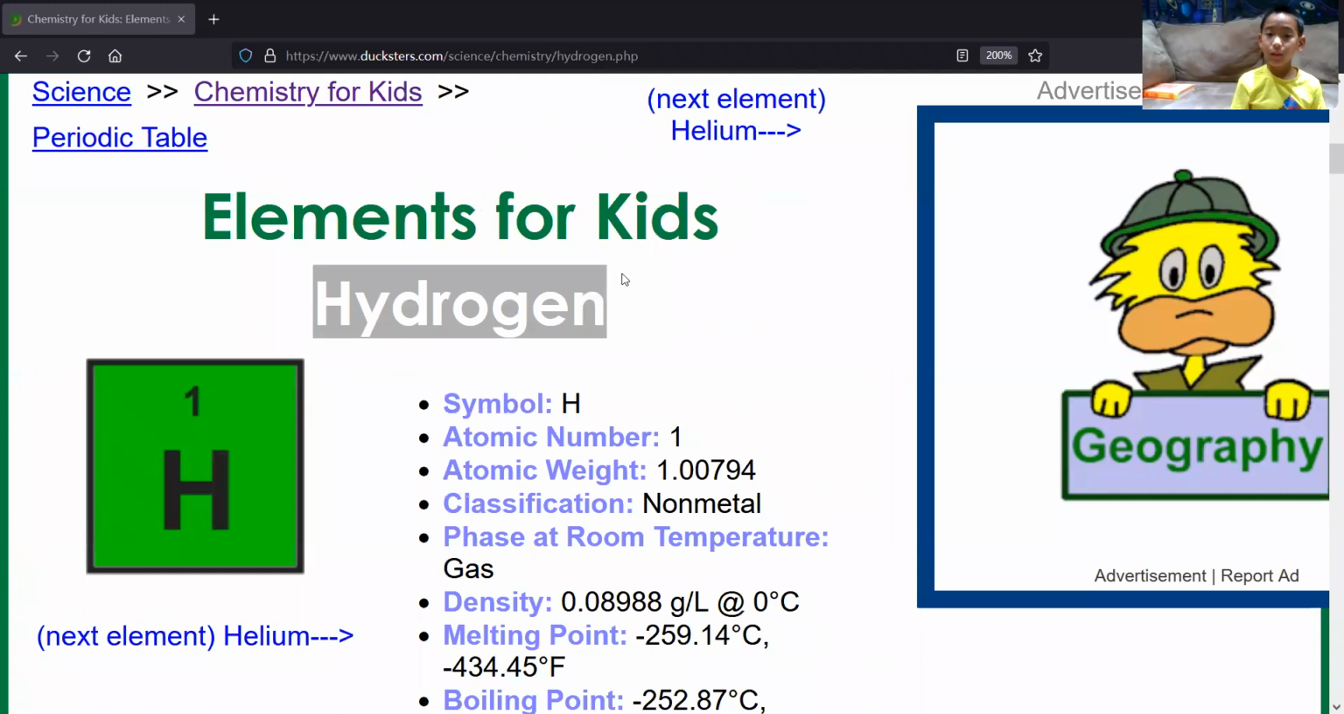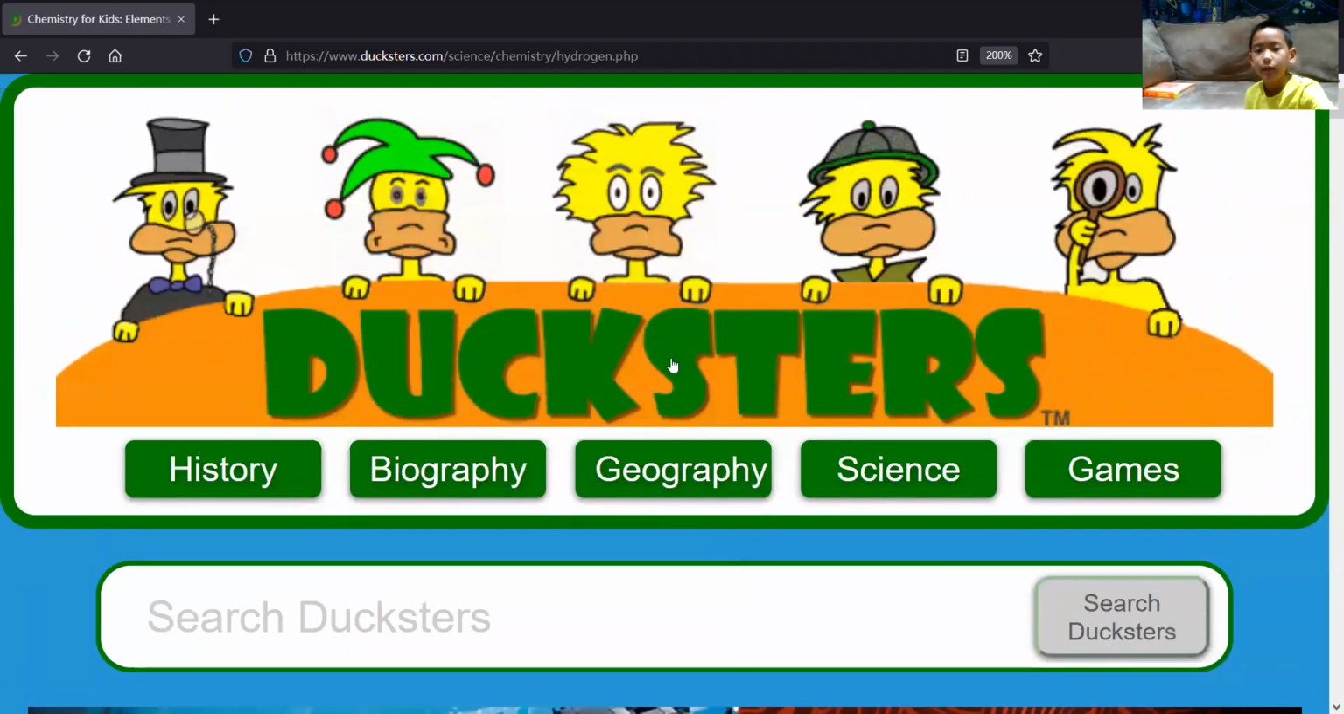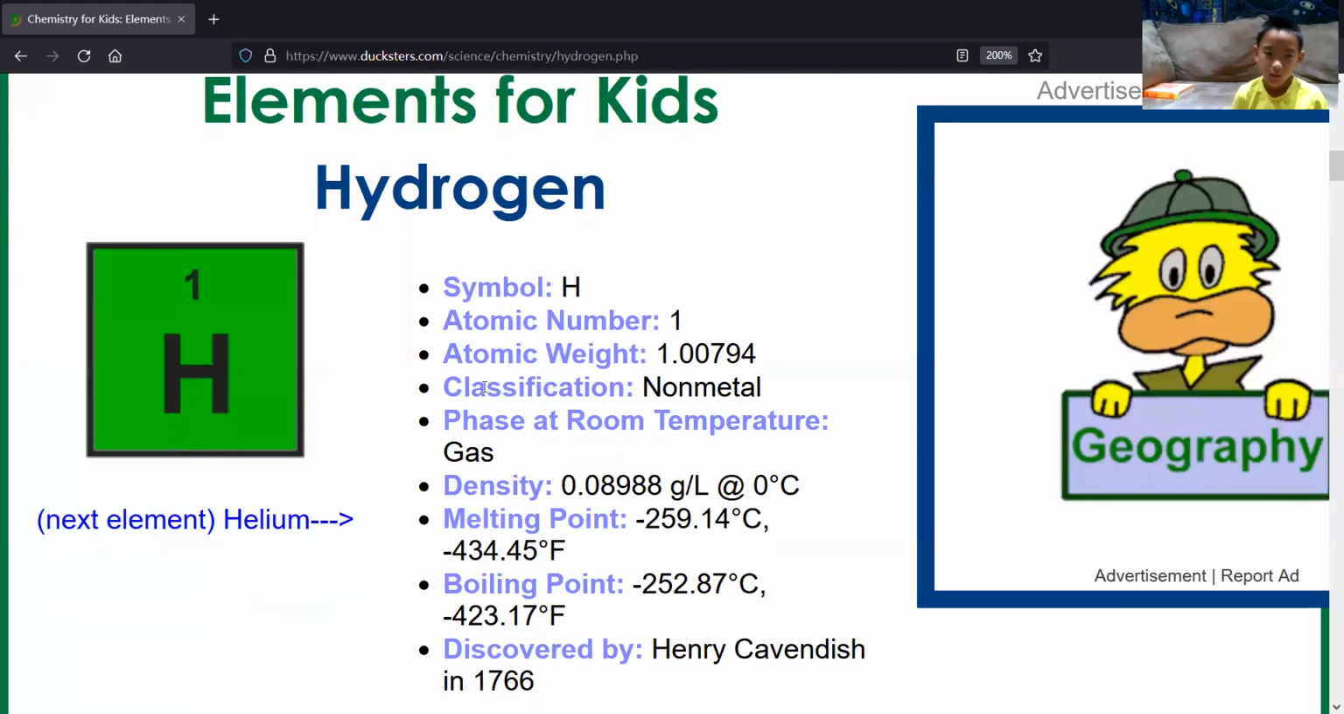Okay, so Element for Kids, hydrogen. This is by Ducksters. You can search for it by typing Ducksters, and then you can find hydrogen if you want. My teacher found another way, but yeah.